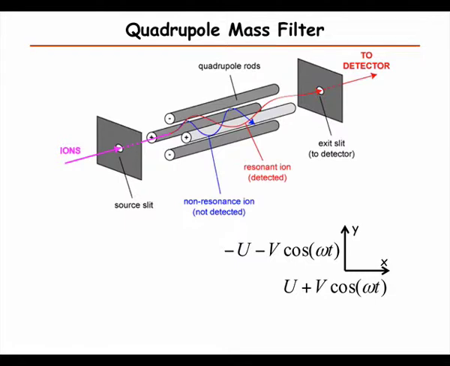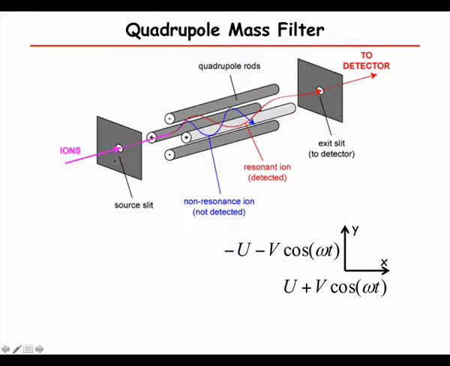So then we have something called a quadrupole mass filter, and here we have the ions go through a quadrupole field. And the way that works is that we have both a direct current field and an alternating current field.